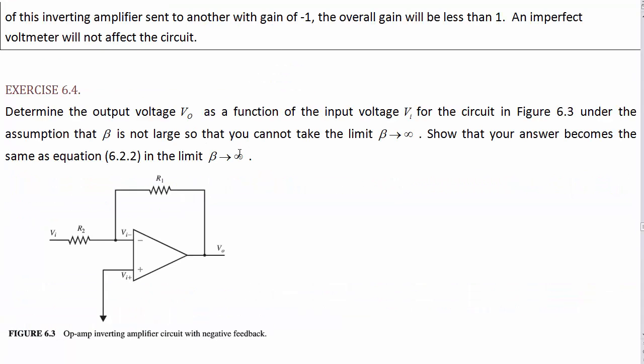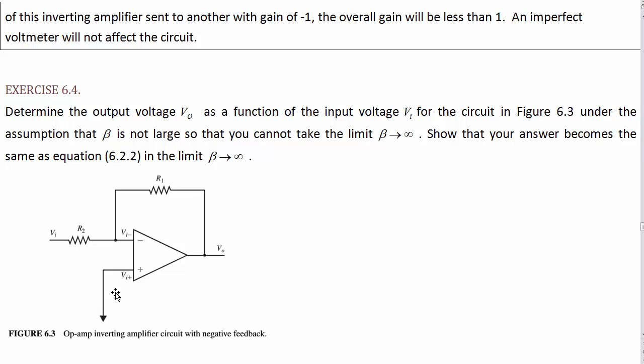Exercise 6.4. Determine the output voltage as a function of the input voltage for the circuit shown in 6.3, the inverting amplifier, under the assumption that beta is not so large that we can take it to be infinite, but we are still going to assume that the input impedance is infinite. Show your answer becomes the same as our previous answer in the limit that beta does go to infinity.